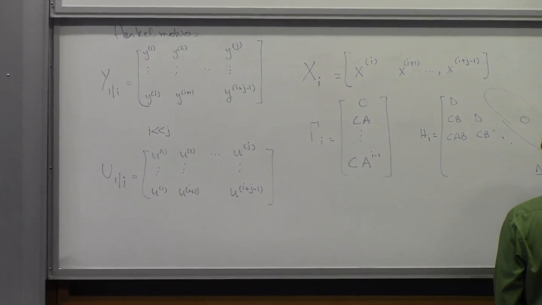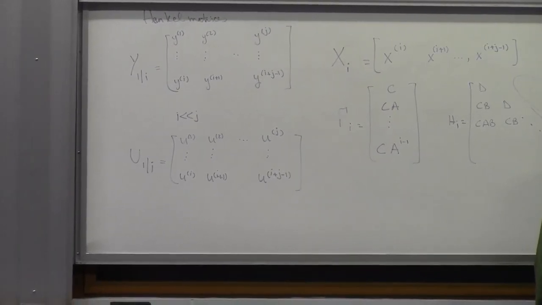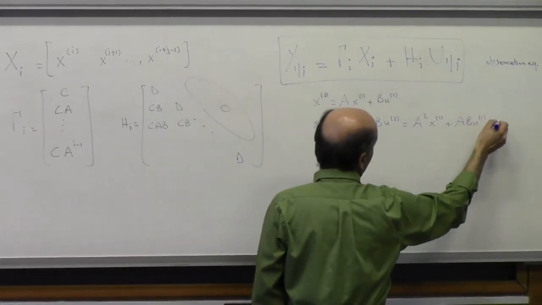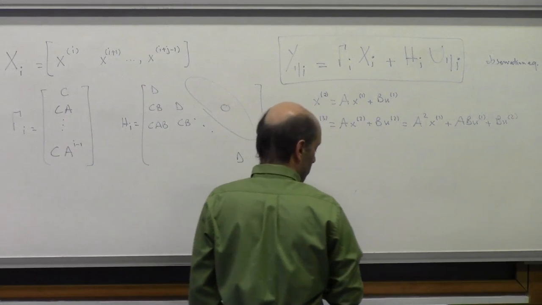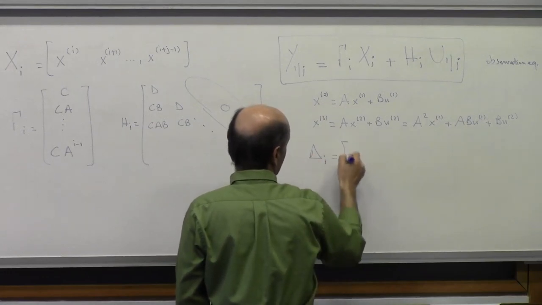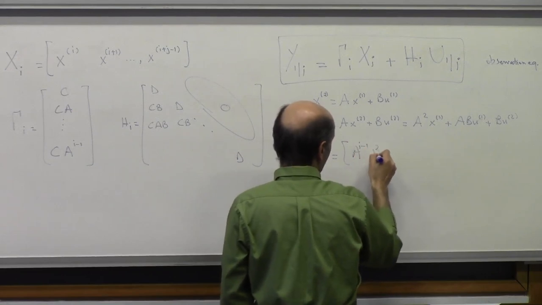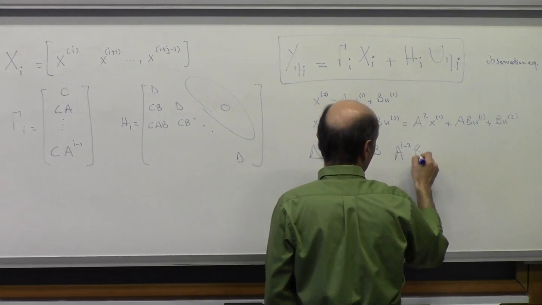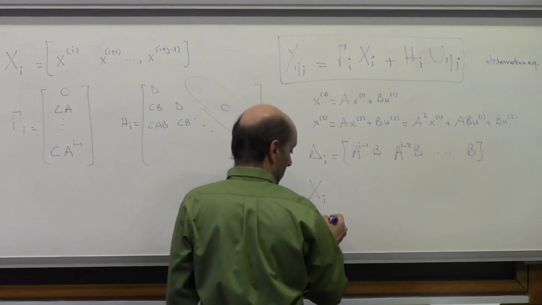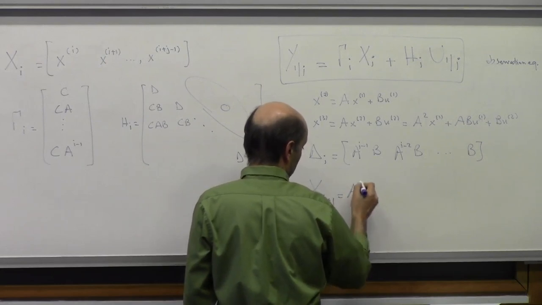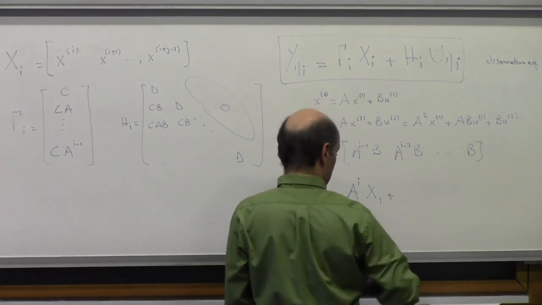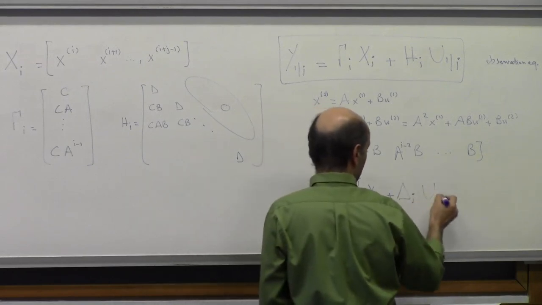x3 is equal to a times x2 plus b times u2, which is equal to a times a squared x1 plus a b u1 plus b times u2. And so I can define some new matrix gamma, delta I to be A^(I-1) B, A^(I-2) B, up until B. And I can write this, x_(I+1) is equal to A raised to the power I x1 plus delta I times u1 sub I.